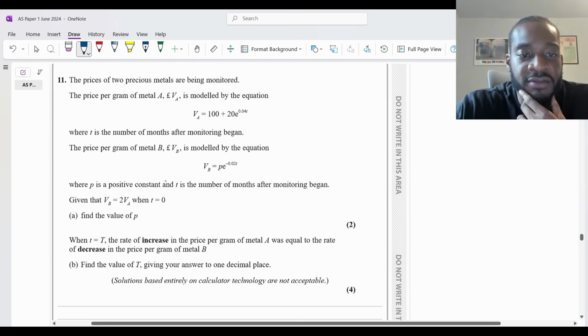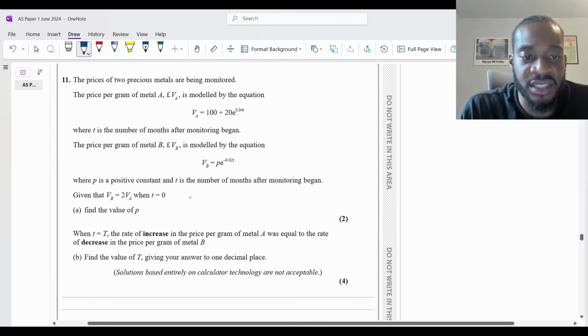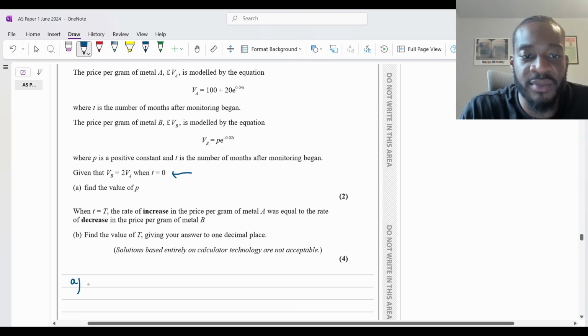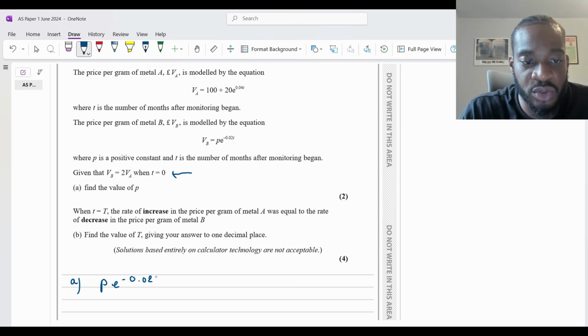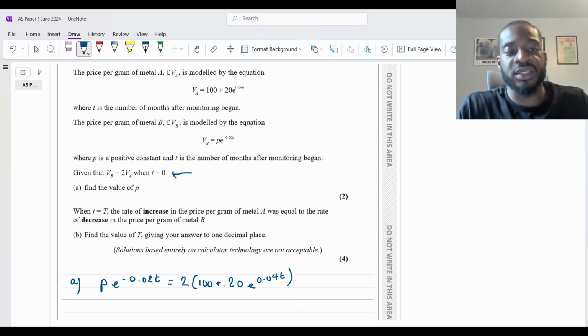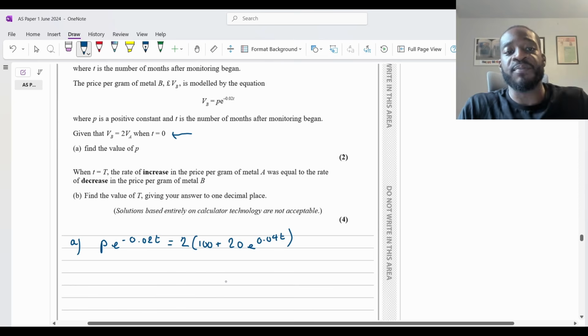So, find P. They've given us this equation here. So what I would do is just literally put that in, to be fair. So, I would just say, well, VB is P, e to the negative 0.02t. And this is going to equal 2VA, which is going to be 2, and then multiplied by 100 plus 20e to the 0.04t. So this is the equation VB is equal to 2VA. This happens when t is equal to 0.